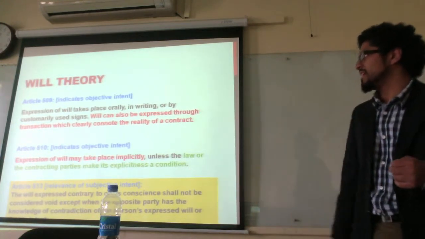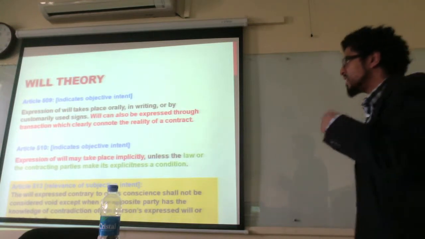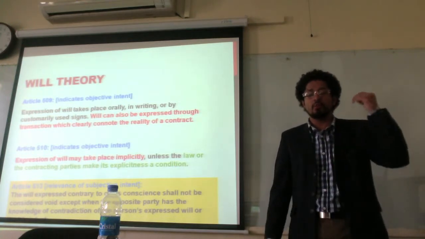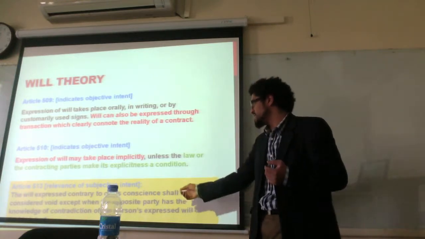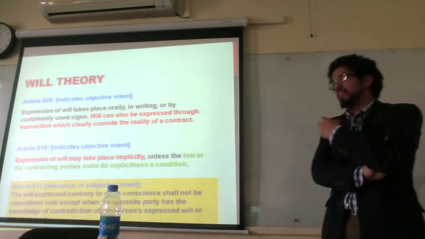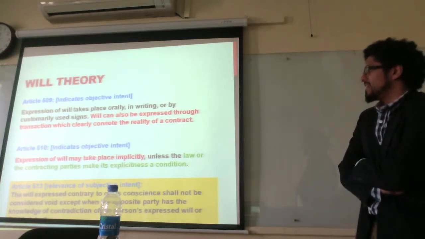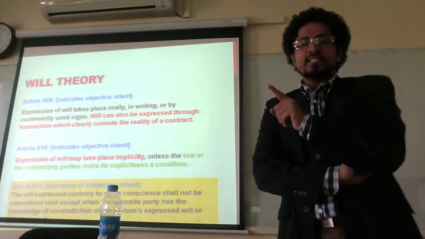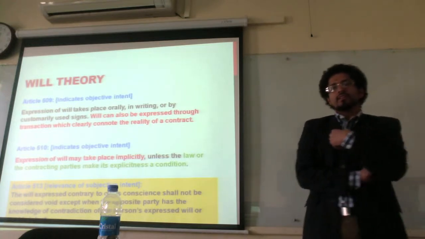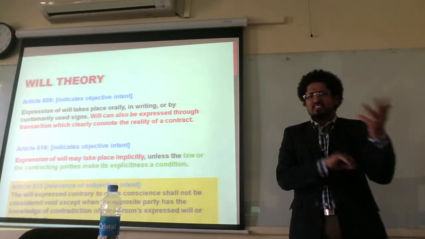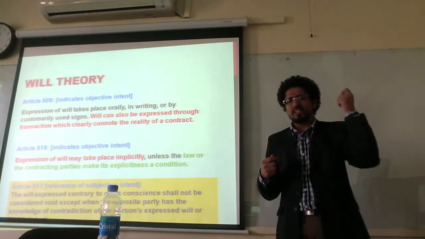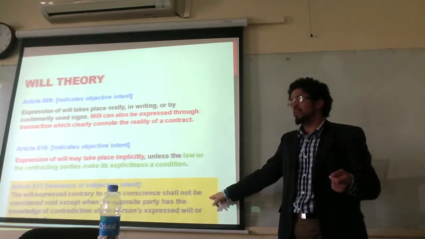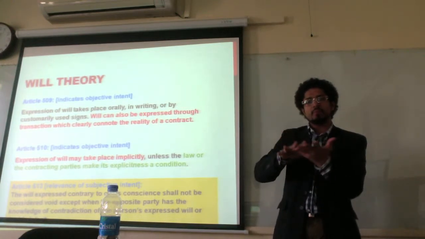The last point is quite important, and that is, if your will is contrary to your conscience, not conscious. Consciousness is like you're aware, awake or not. Your conscience means what you're thinking in your mind. So if your will is contrary to your conscience, that's not considered void, except if the party that was contracting with you is aware that there's something wrong between what this person is thinking and the way they're acting. What this is taking into account is that subjective and objective intent might not be aligned.